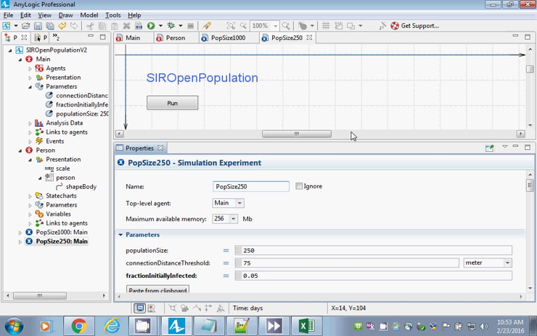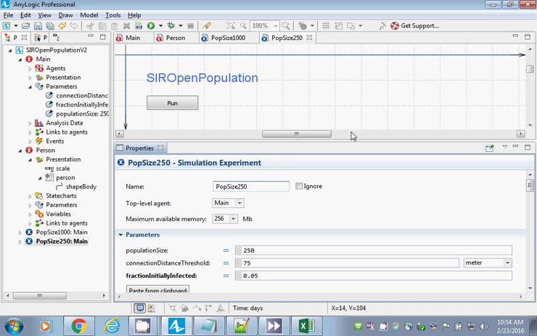So we're going to tell it, because we have 3 parameters in main here: a population size, a connection distance threshold, how far people have to be apart to be connected, and a fraction initially infected. We're going to be telling main the values of those to use. So main knows, what should I assume about these things? Main has these parameters, and it needs to know what value to assign to these parameters to do its job. And that's what the experiment is going to tell.